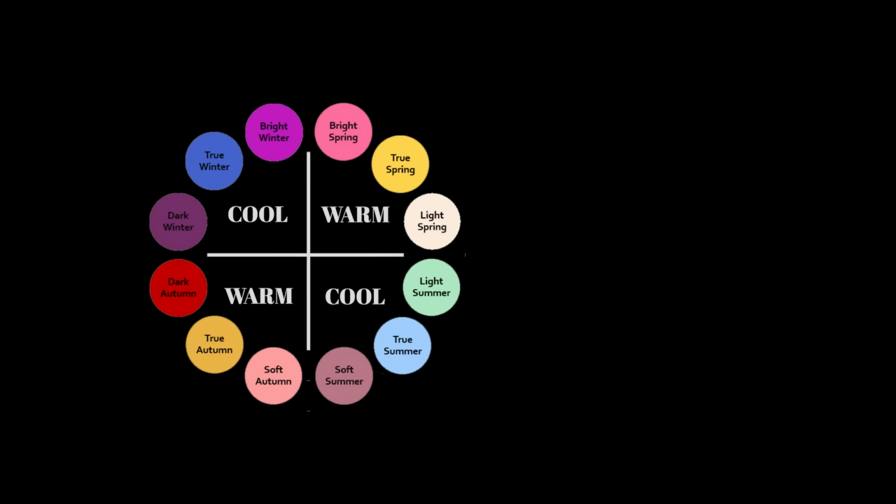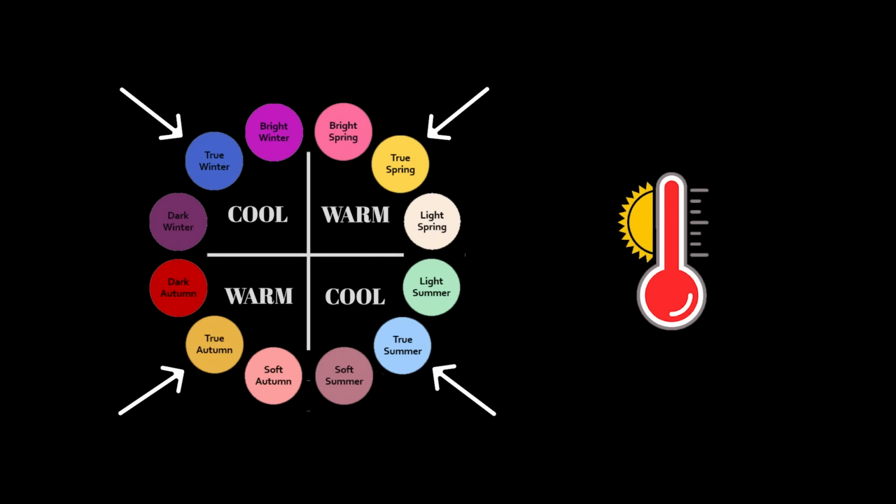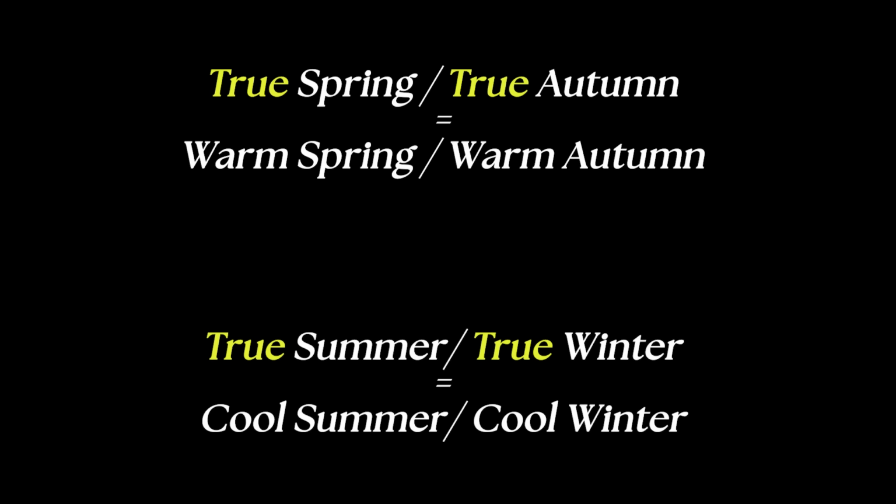Alright, let's talk about temperature. In my previous content, I've mentioned that if you're the type that's the most sensitive to the temperature of color out of the three characteristics, then you likely belong to a true season. It's also why these true seasons are sometimes called warm spring and warm autumn, or cool summer and cool winter, because temperature is the most important characteristic. Since we're focusing on warm seasons today, let's talk about spring and autumn.